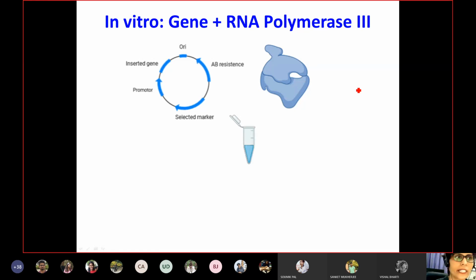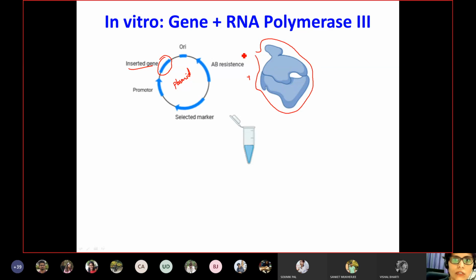So by 1979 or 1980, it was possible to perform in vitro transcription assays where you can have one gene. As you can see here, this is a plasmid. So this plasmid has your gene of interest. This is the gene of interest which is inserted here. And then together with that, you can mix your RNA polymerase 3. This is the purified RNA polymerase 3.